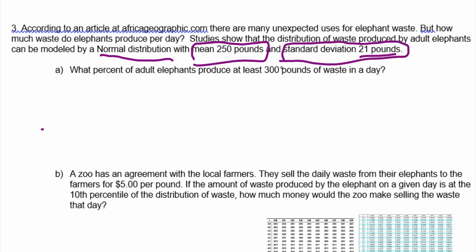All right, what percent of elephants produce at least 300 pounds of waste in a day? At least 300 pounds of waste. That's a lot of waste. All right, first off, I'm just going to draw this little graph right here. All right, this normal curve.